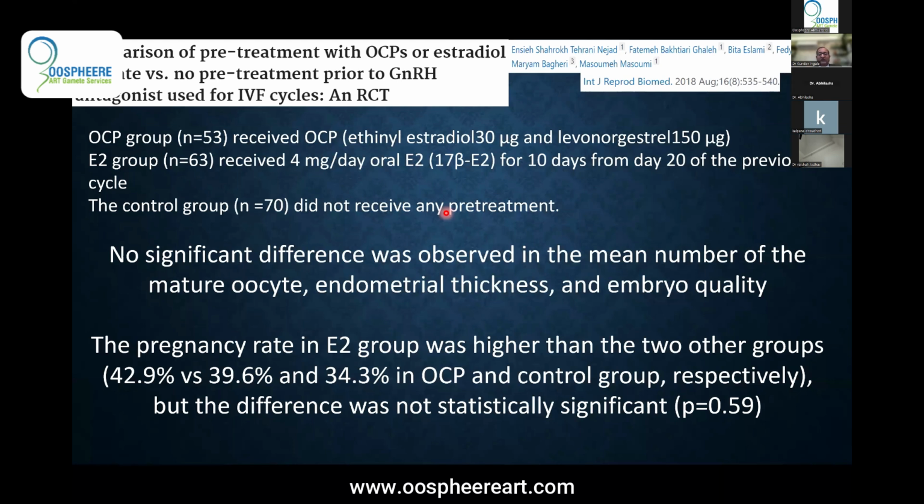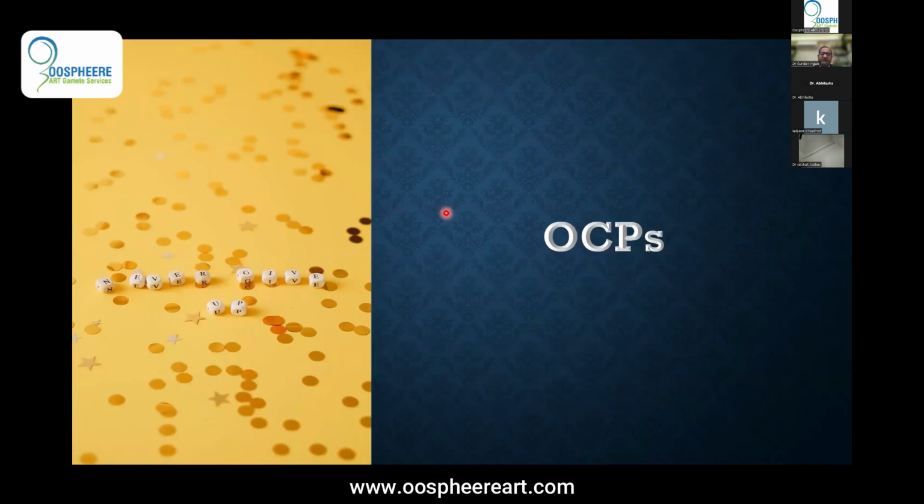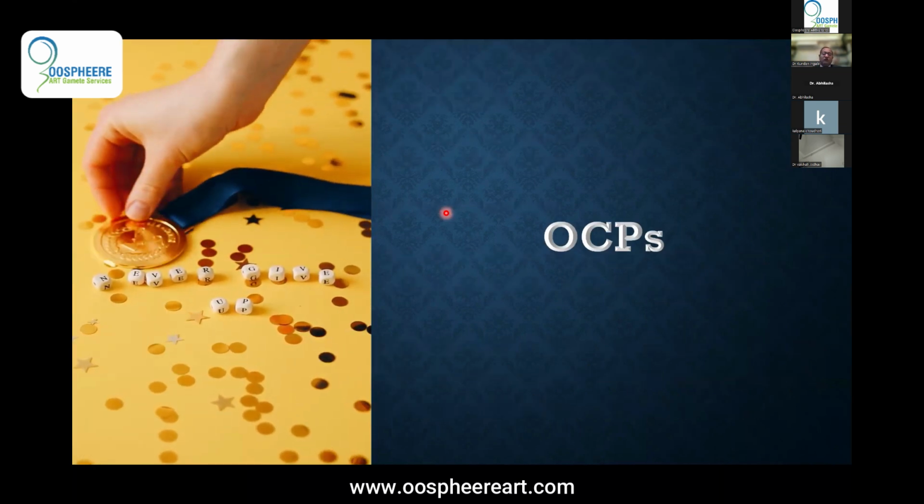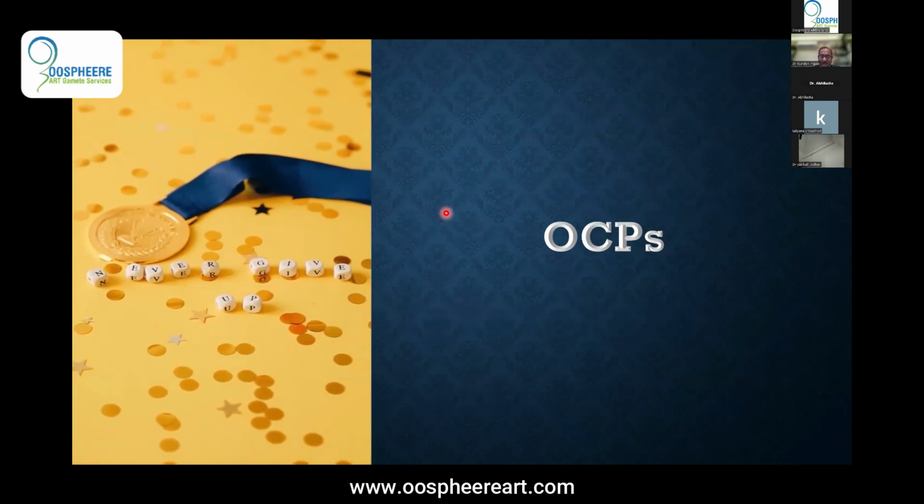Now, can we compare this estrogen with the ancient downregulating agent, which is oral contraceptive pills? They found that there was no significant difference when they compared these two molecules in the mean number of mature oocytes, endometrial thickness, and embryo quality. The pregnancy rate in the estrogen group was higher than the two other groups, where one group was oral contraceptive pills and one did not receive anything. So comparing these groups, giving estrogen is better because the pregnancy rate is better, but of course the difference was not statistically significant.